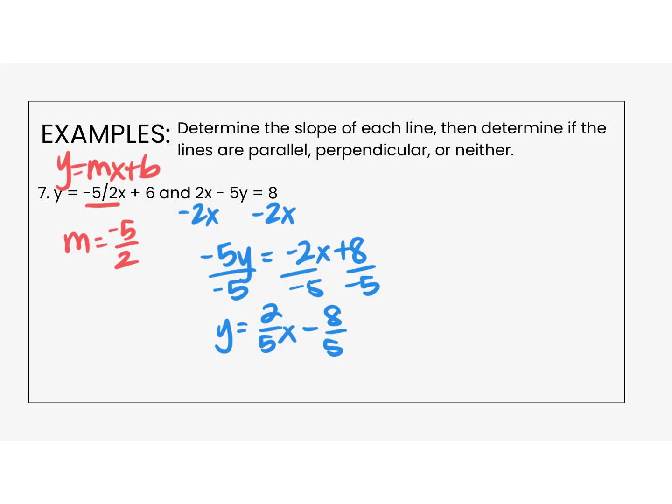So in this case, now I know that my slope is 2/5. So if I look at 2/5 and -5/2, they're not the same, so it can't be parallel, but they are opposite reciprocals. One is positive, one is negative, and they're reciprocals of each other, meaning one is the flipped version of the other. So these two lines would be perpendicular.